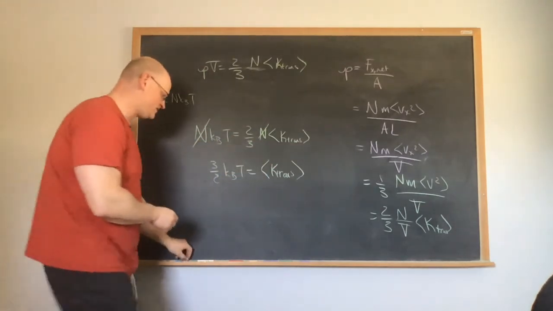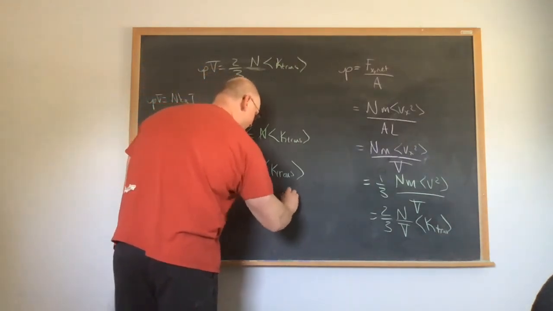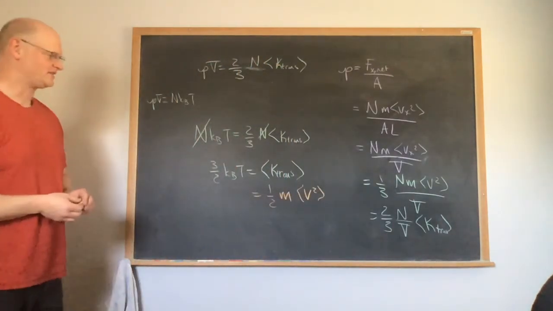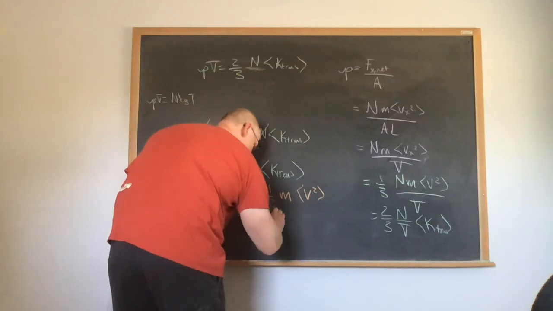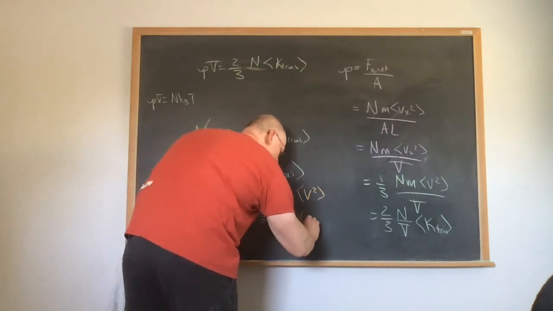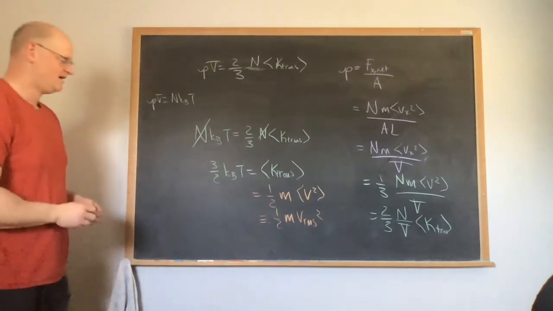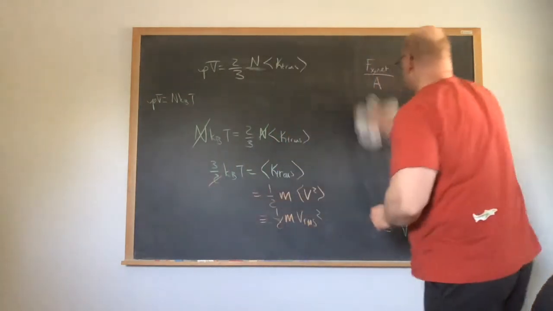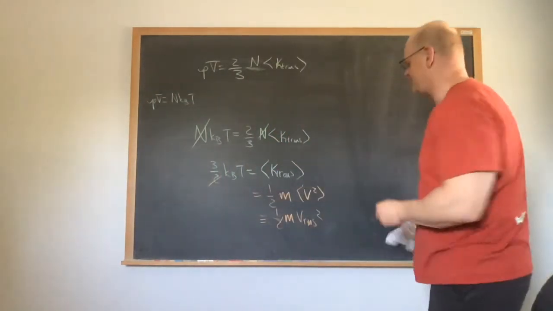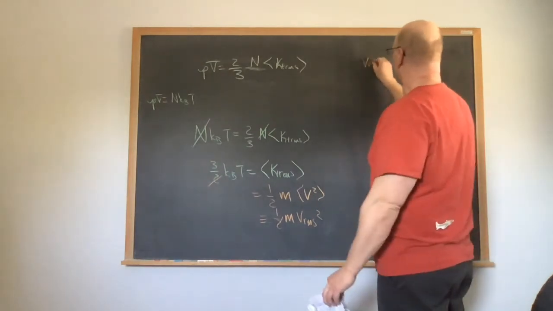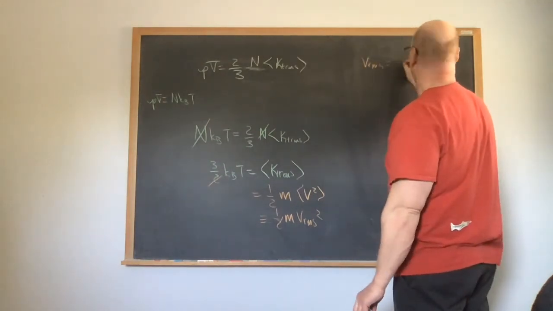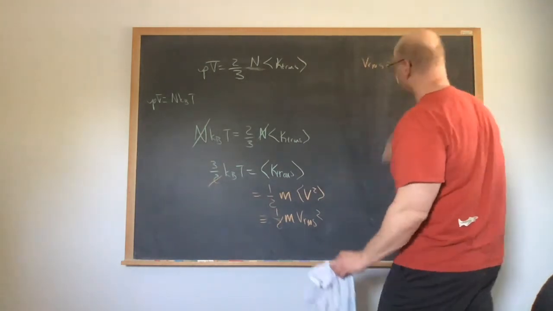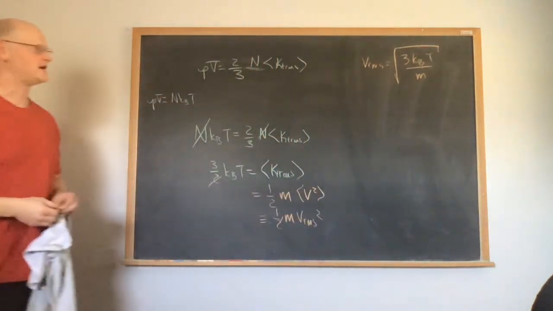Now let's go a step further. This quantity we can write as 1/2 the mass times the average squared velocity, which we end up calling 1/2 the mass times the RMS velocity squared. From here, the 1/2s are going to cancel, so we can determine the RMS velocity of the gas. Our RMS velocity is equal to the square root of 3 times k_B times T divided by the mass of the particle. So this is what's known as the RMS velocity.